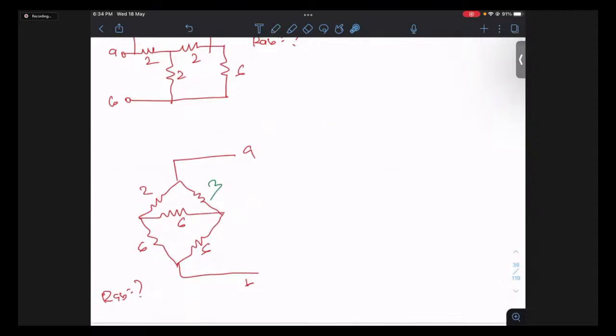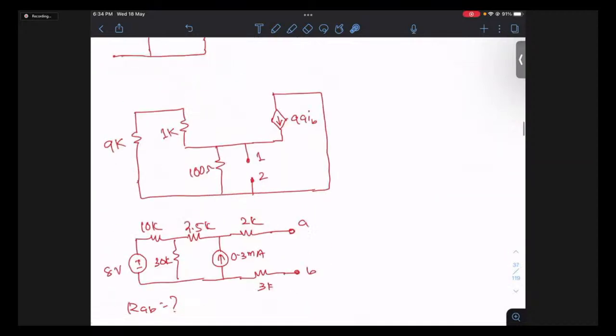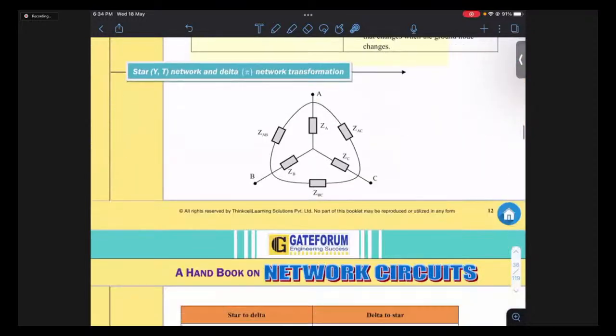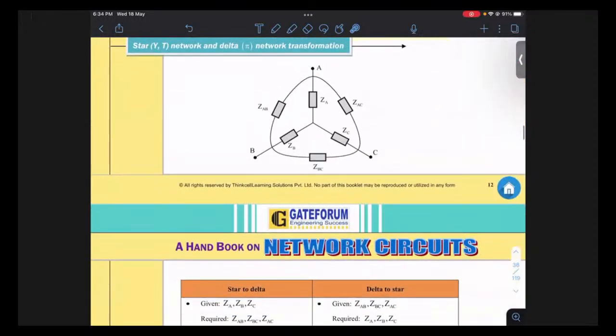If we have a star network, we can get its equivalent delta and vice versa. Okay. So star network is popularly known as Y network. Sometimes this is also known as T network. Delta network is sometimes known as the pi network. Okay. So this ZB, ZA, ZC, these three are forming the star. And the outer ones, ZAB, ZAC, ZBC, they are forming the delta.